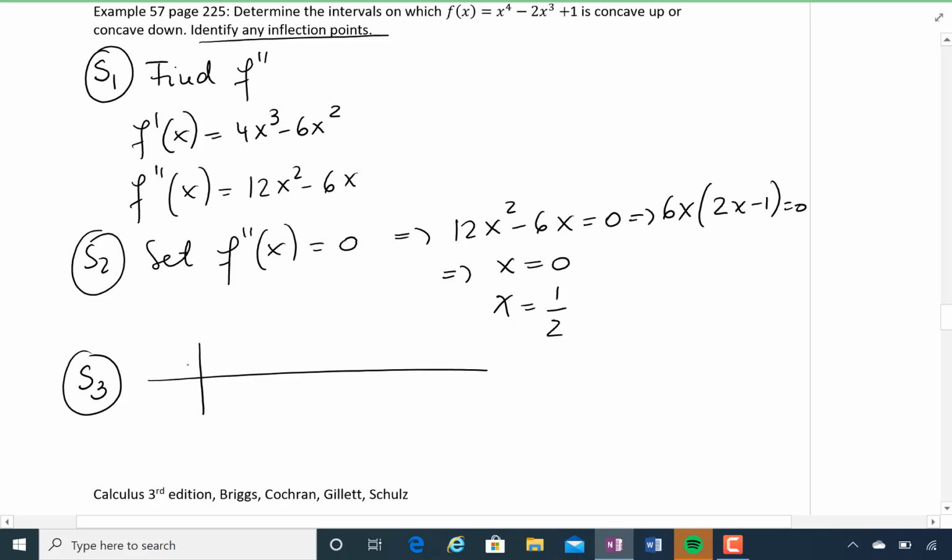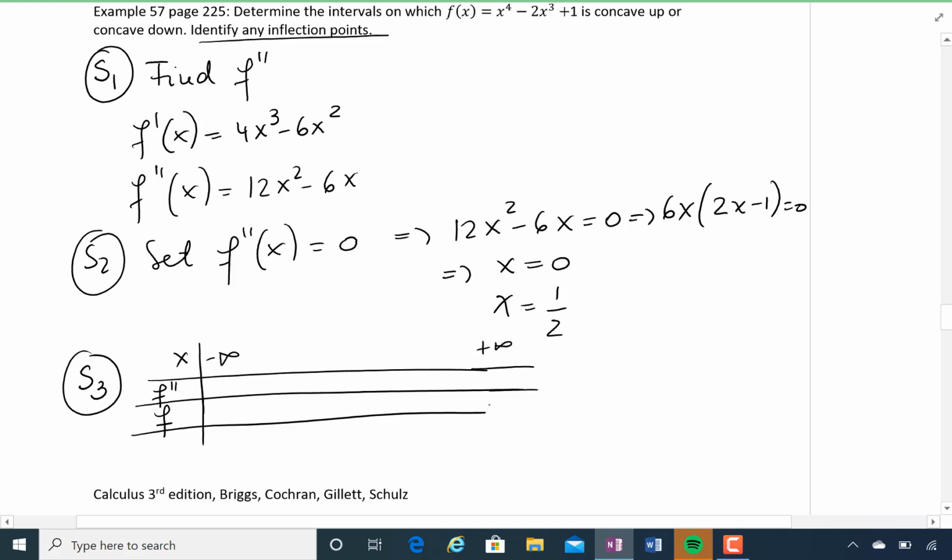So the table is going to contain x, f double prime of x, and f of x. In this case, I'm going to put negative infinity to positive infinity because it's a polynomial, so that's the domain, right? They didn't give us any restrictions. I'm going to put 0 and a half. Make sure you put them in order. They are solutions, so I'm going to put 0.